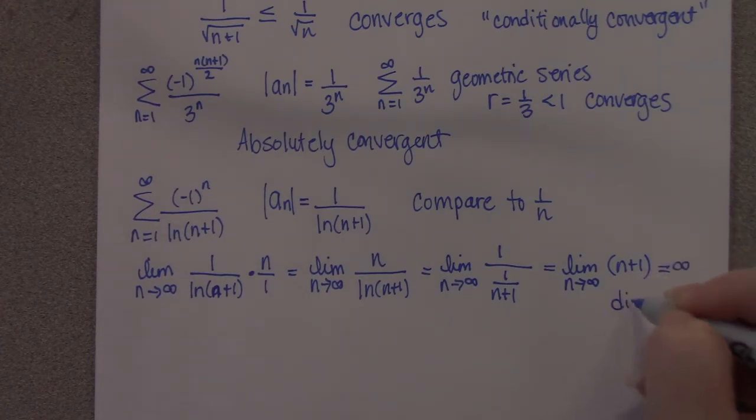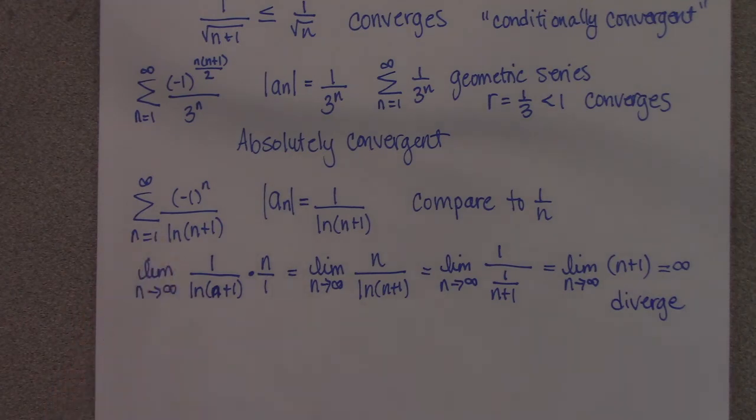So this guy is going to diverge, so that means the original series was not absolutely convergent, okay? So all we know now is it's not absolutely convergent. That doesn't mean that it might not converge as well, okay? So to test for convergence, we're going to have to apply the alternating series test.